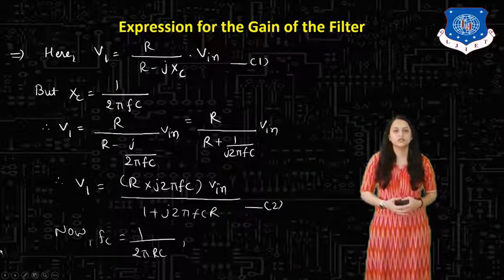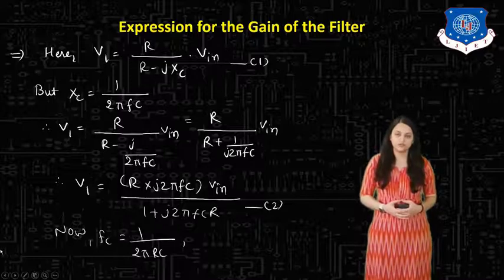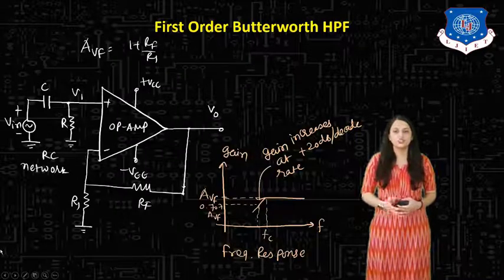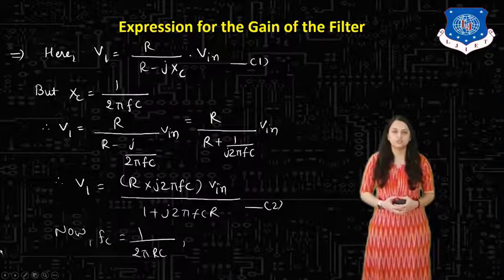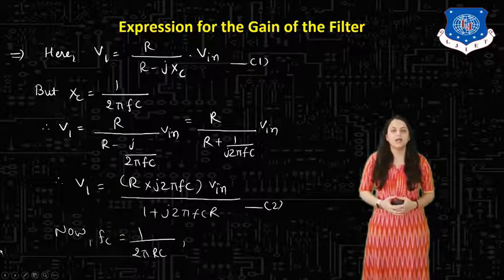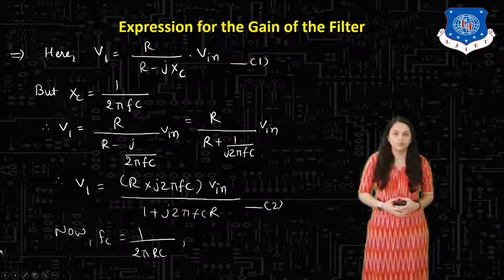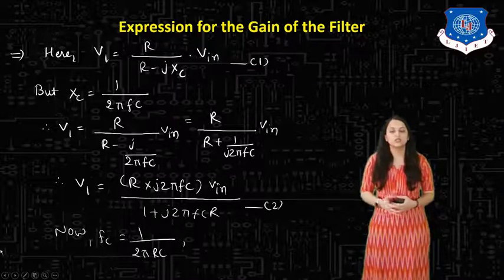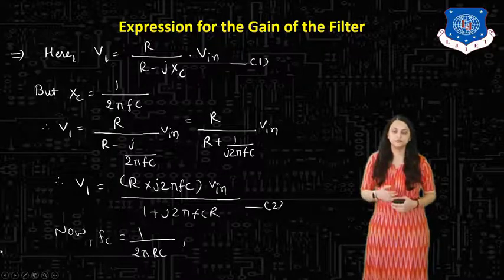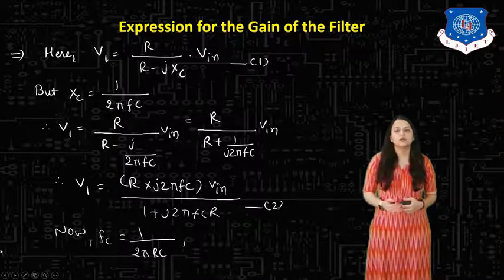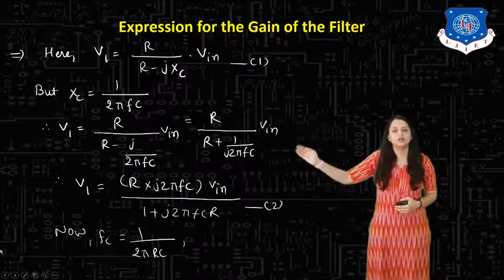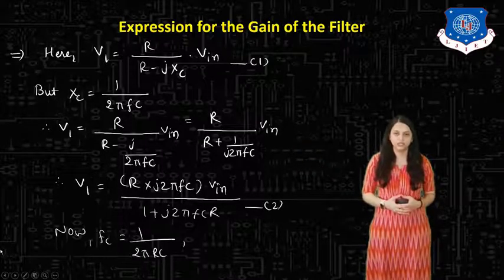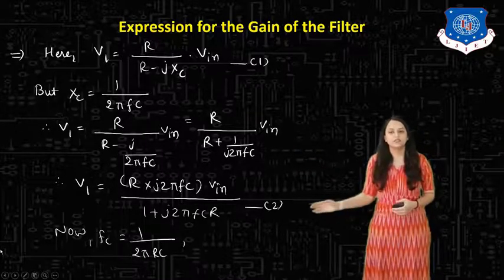Now, let us see the expression for the gain of this filter. As you can see from this diagram, V1 is given as R upon R minus jXC into VE. Let us give this as equation number 1. But here XC, that is capacitive reactance, is given as 1 by 2 pi FC. By placing this in equation number 1, we get V1 equals R upon R minus j upon 2 pi FC into VE, that is equal to R upon R plus 1 by j 2 pi FC into VE. If we simplify this, we will get equation number 2.